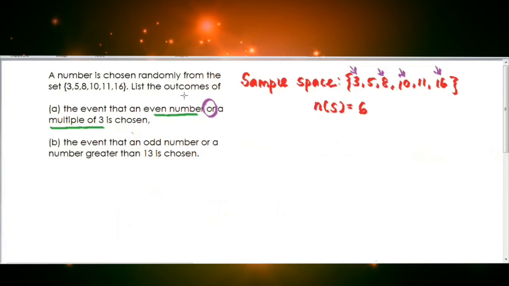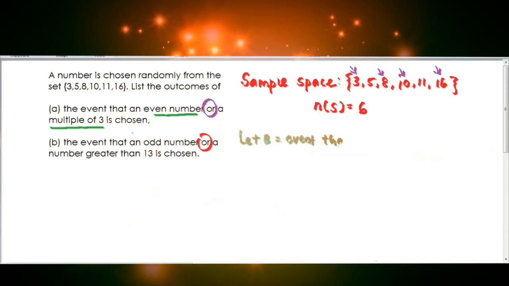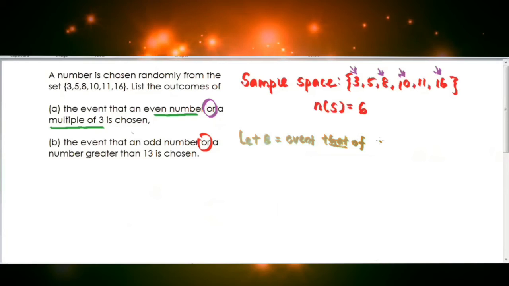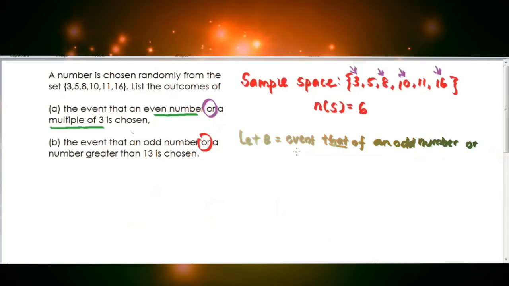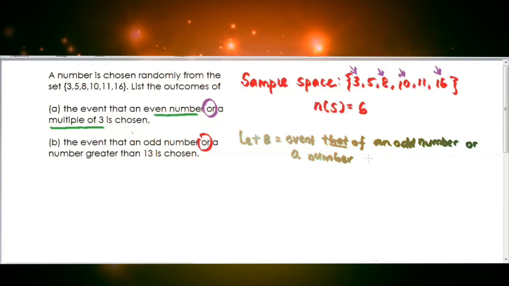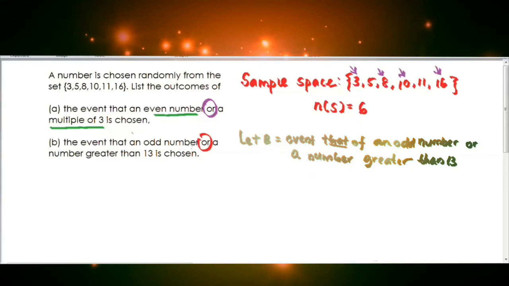Okay, we need to find the outcomes of the event that is an odd number or... Okay, we should mention "or". It means that it is not compulsory. Okay, so let B be the event of an odd number or a number greater than 13.